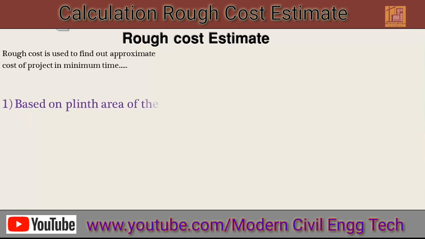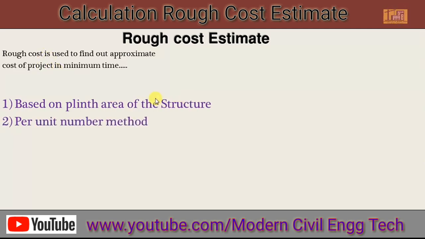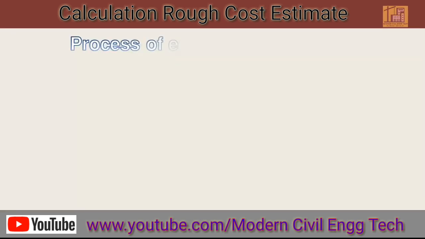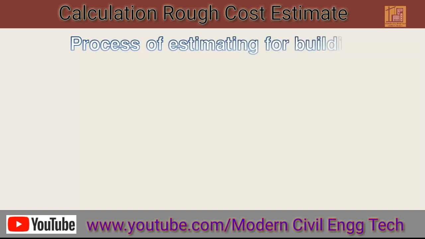There are basically three methods we can use to calculate rough cost estimate. The first one is based on plinth area of the structure, the second is per unit number method, and the third is cubic rate estimate. Now we talk about the process of estimating for a building. So there are basically 7 requirements.